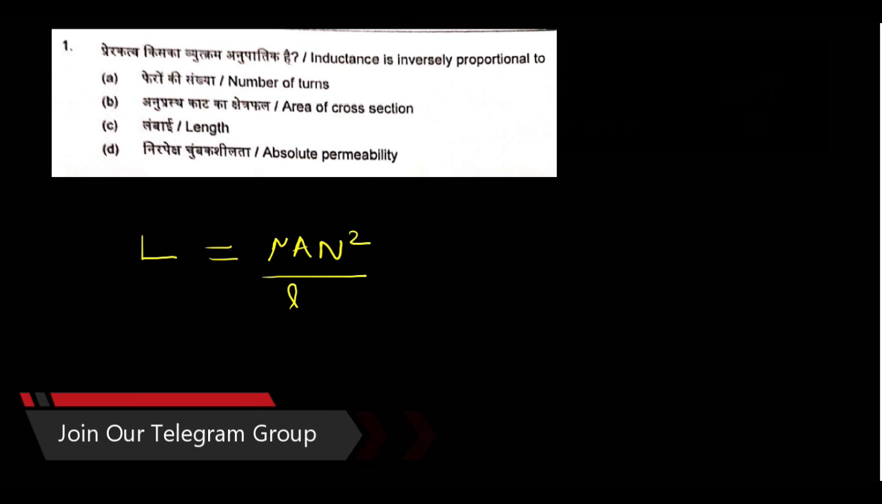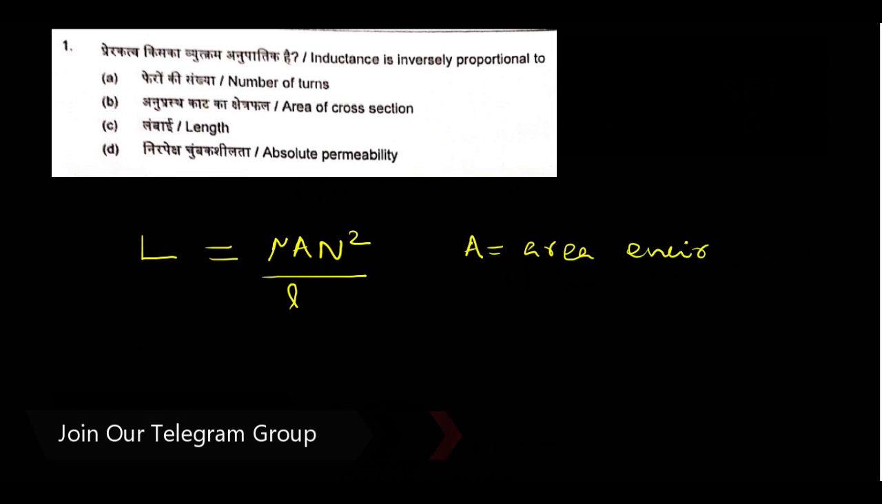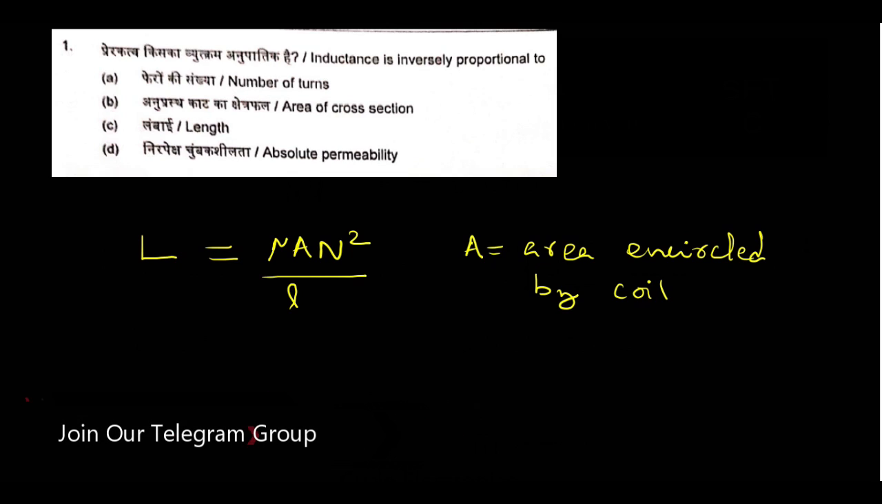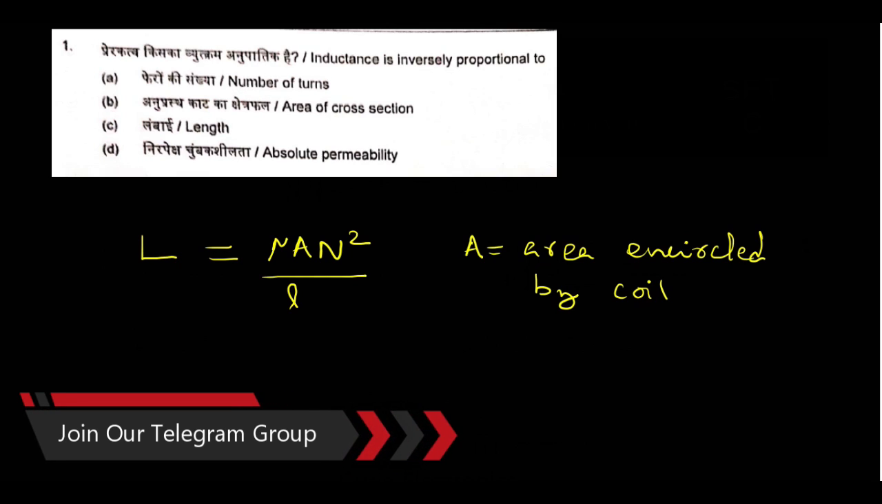Here n is the number of turns, mu is the permeability, and what is A? Only A I will write here. A equal to area encircled by the coil. And if we see here, L is in the denominator. So that means inductance is inversely proportional to length. Length is the right answer.